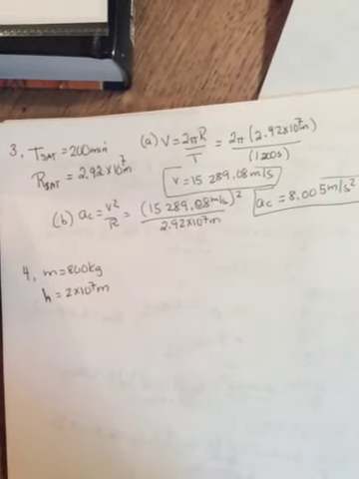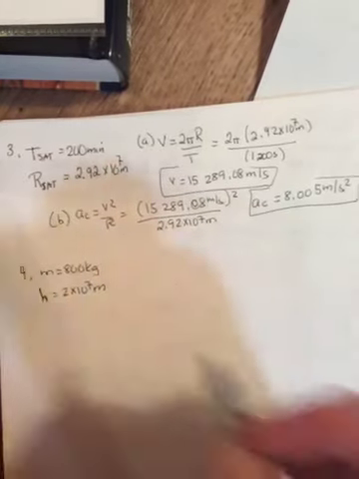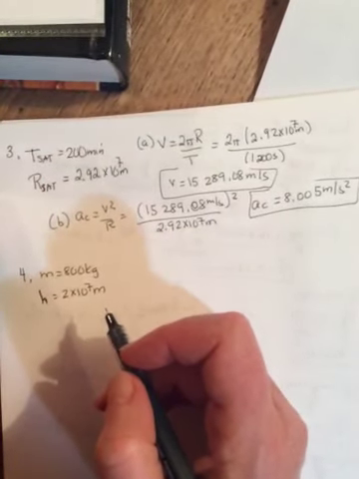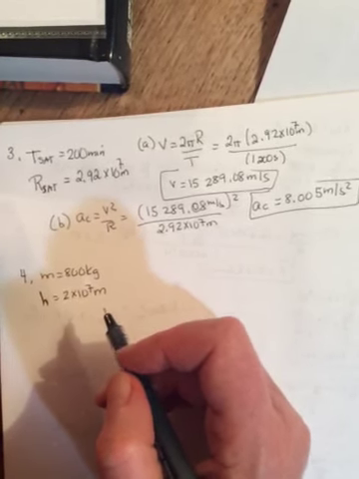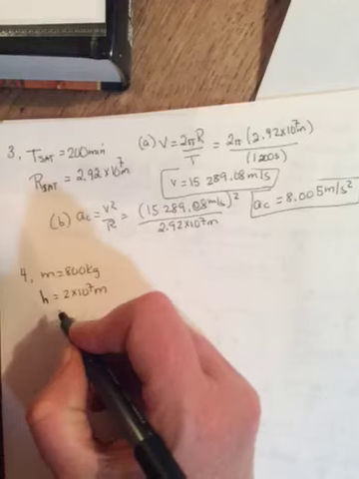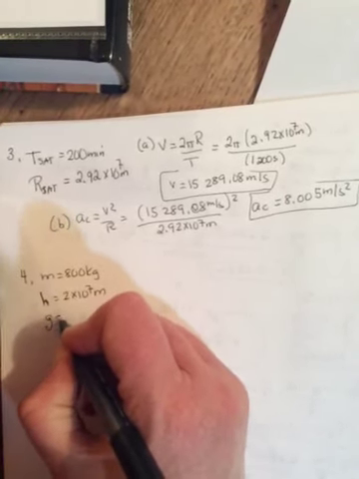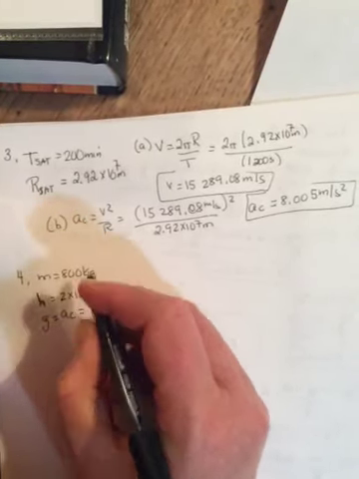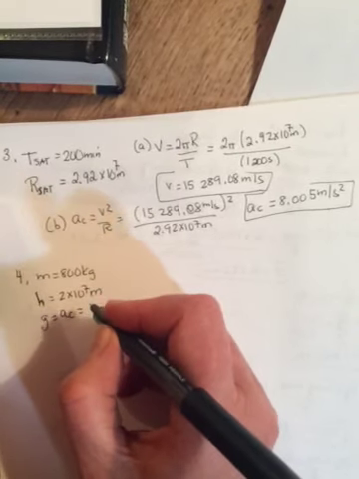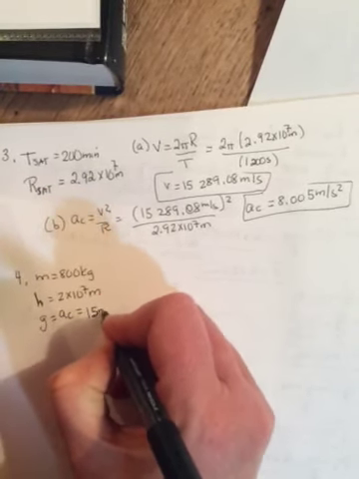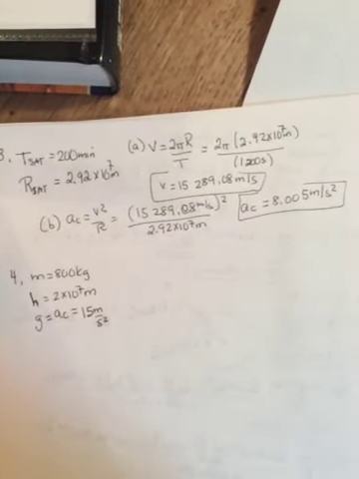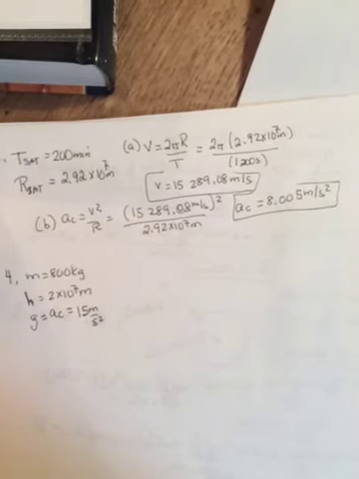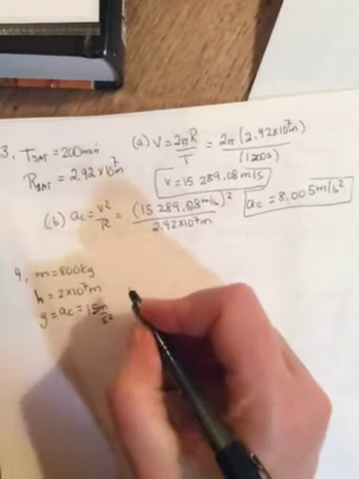Okay, so number 4. What orbital speed must a satellite whose mass is 800 kilograms have in order to maintain an orbit 2 times 10 to the 7th meters above the surface of Jupiter, where the gravitational field strength, in other words, little g or Ac, because they're the same thing, is 15 meters per second squared? And what would it weigh at this height? So we're looking for orbital speed and then Fg.